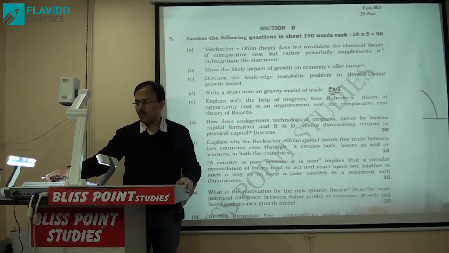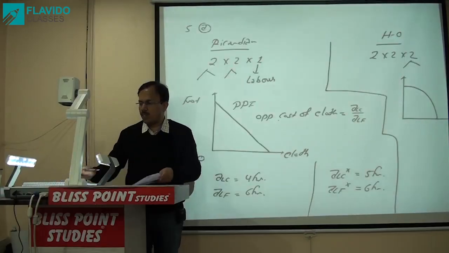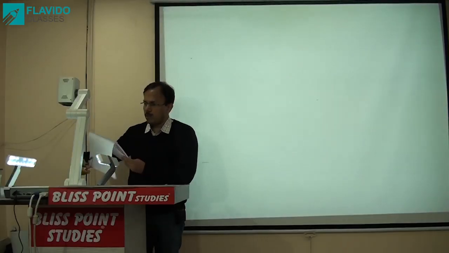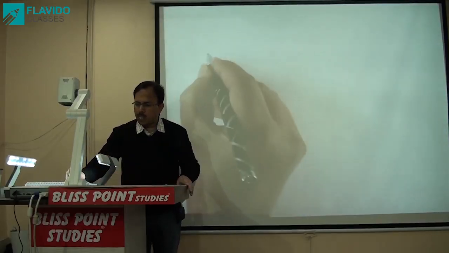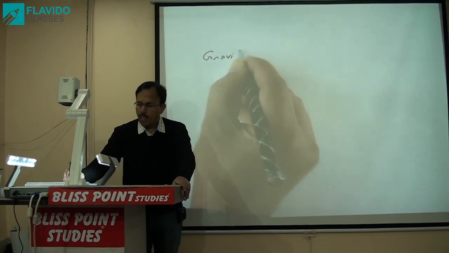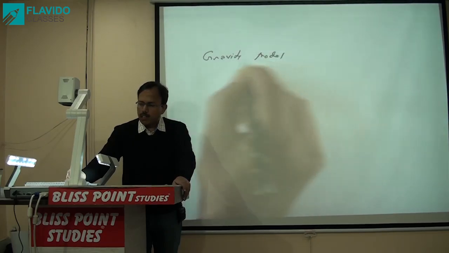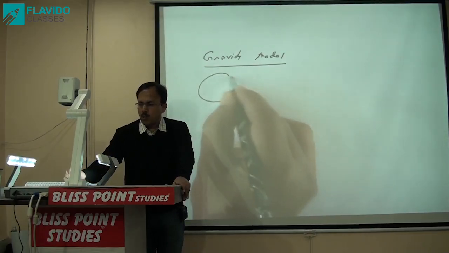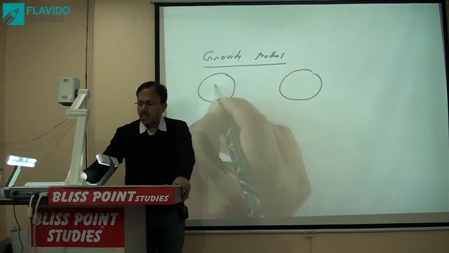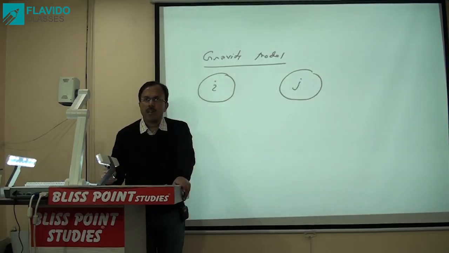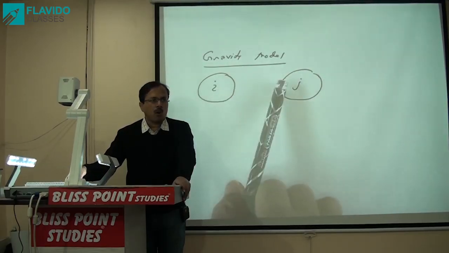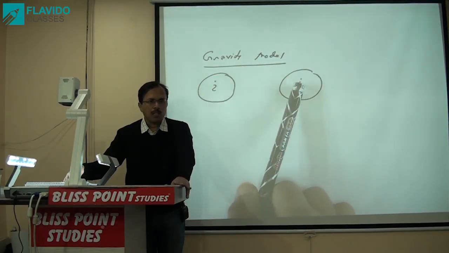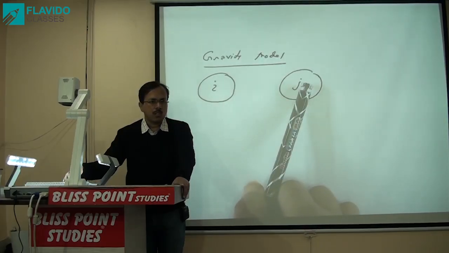In Krugman it is given in terms of an equation. So you explain that gravity model, just give the idea of trade between two countries. If there is one country and the other country, country I, country J, trade between the two countries depends on the size of their GDP, that is mass, and the distance between these two countries.